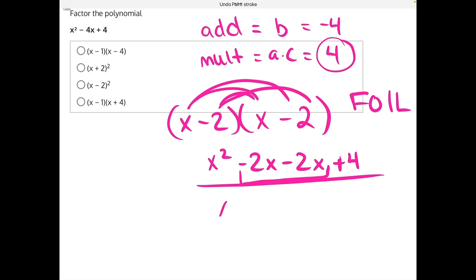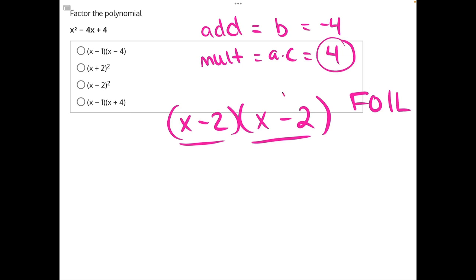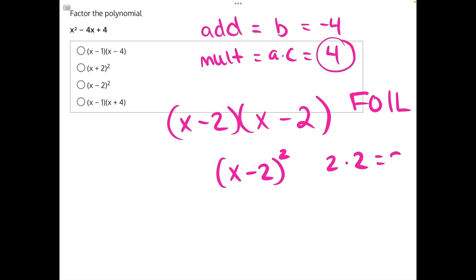So now we just need to simplify to find our correct answer. Since these are two binomials that are identical to one another being multiplied together, that is the same thing as x minus 2 squared. Because if 2 times 2 is 2 squared, then x minus 2 times x minus 2 is also squared, making answer choice C our correct answer.